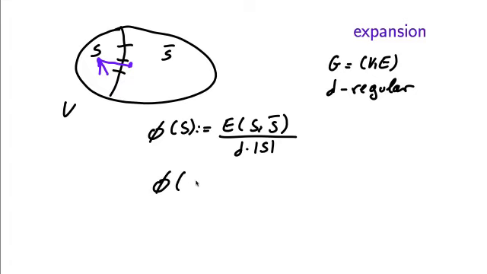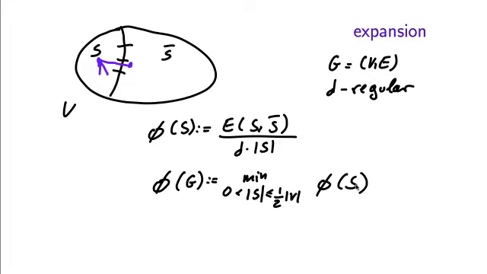Then we define the expansion of a graph to be the minimum, over all subsets of vertices that are non-empty and that correspond to the smaller side of a cut, so they contain at most half of the vertices, of the expansion of S. So this will be the optimization problem that we will be interested in solving in graphs. And as well, we will also be interested in understanding for what kind of graphs the optimum of this optimization problem is large. So let's see a couple of examples.